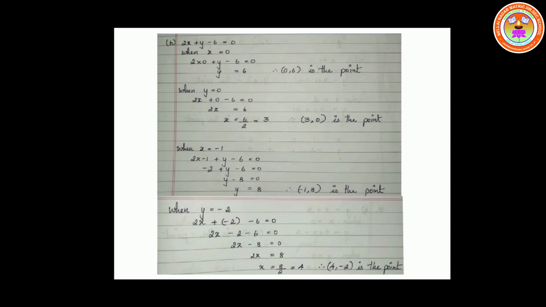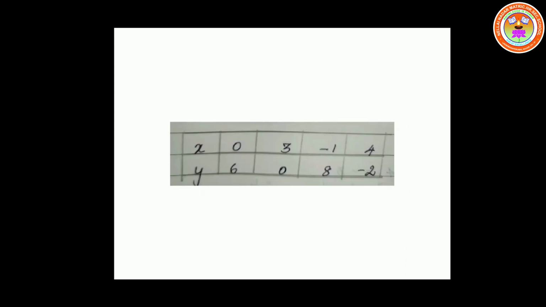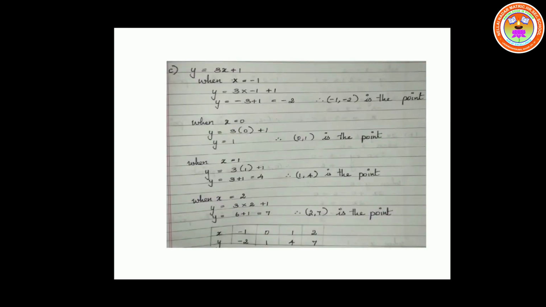So I put the table for the second sum. When x is equal to 0, y is 6. When y is equal to 0, x is 3. When x is equal to minus 1, y is 8. And when y is equal to minus 2, your x is 4. The last sum, y is equal to 3x plus 1.